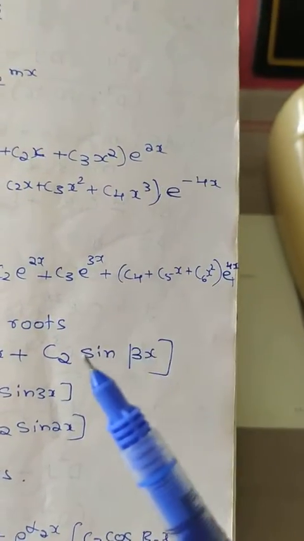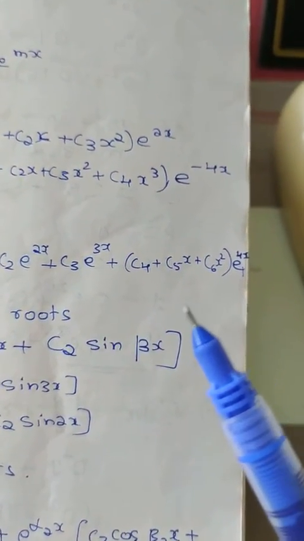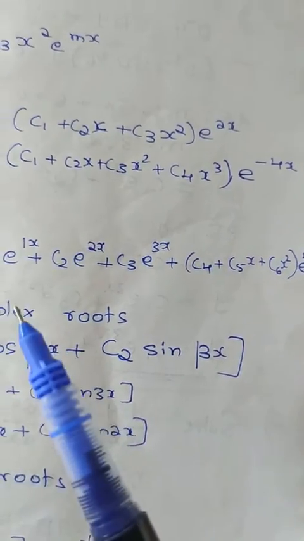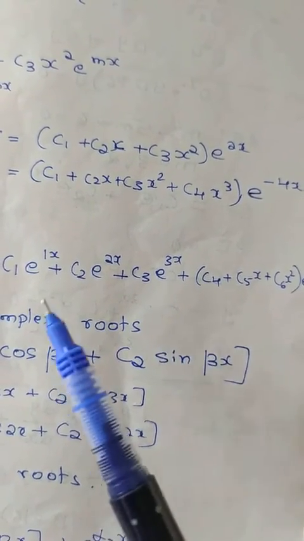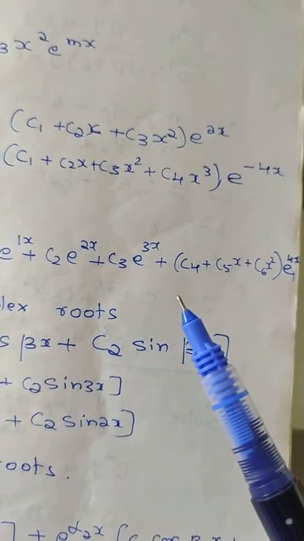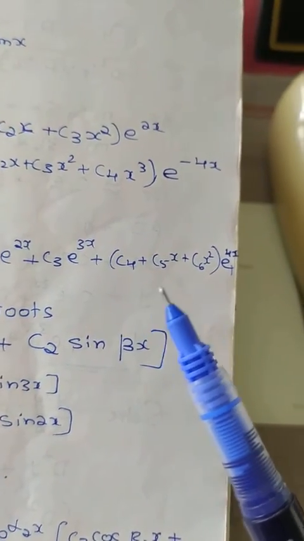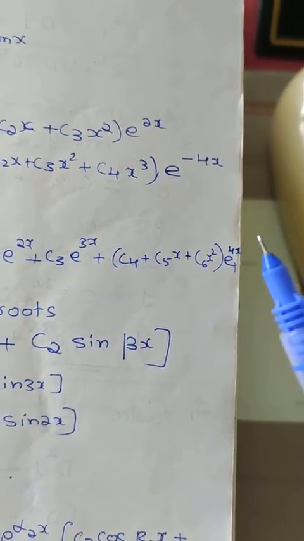Next, come to case 2. 4 is a real and equal number. Now you have to take the continuing arbitrary constants. Next, C4 plus C5x plus C6x square into e power 4x.